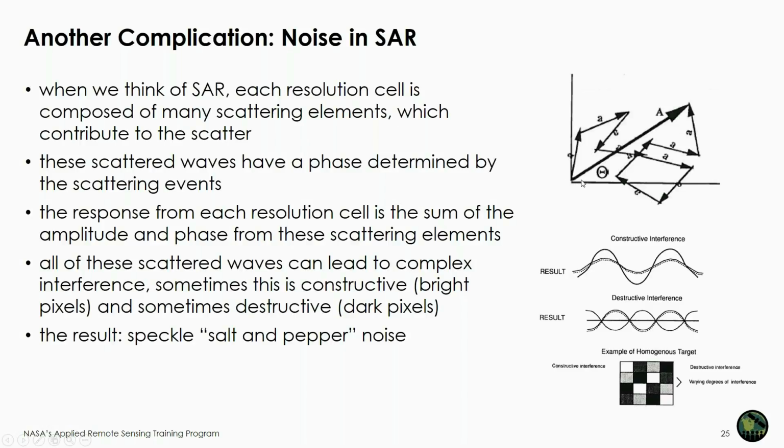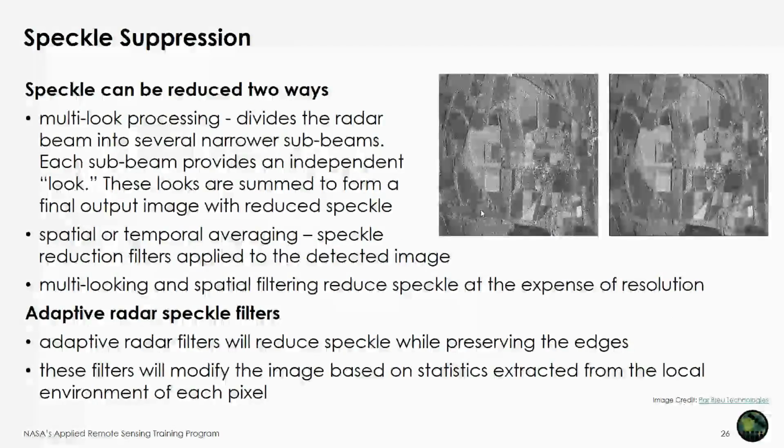And you see an example in this diagram here. And all of these scattering waves can lead to interference. So we can have constructive interference where the phases add up to create higher radar response than we would typically expect from that target. Or we can have destructive interference where these waves, because of the different amplitudes, because of the different phases, cancel each other out. And that's why we get this salt and pepper noise effect in radar imagery.